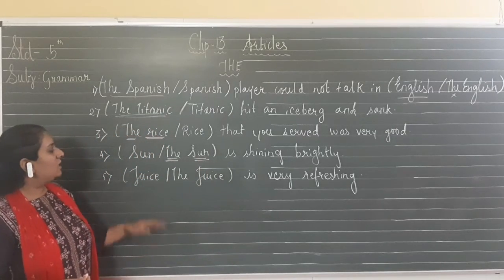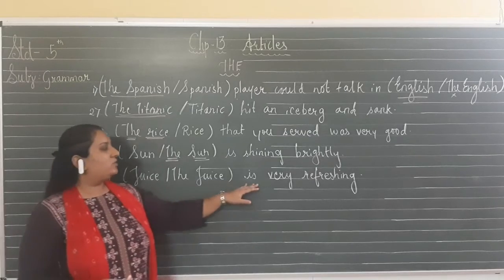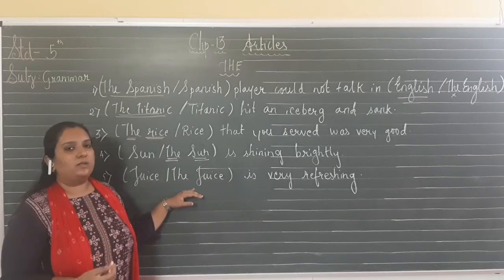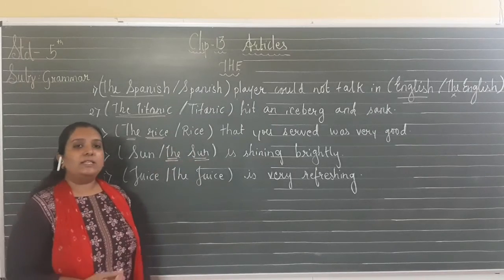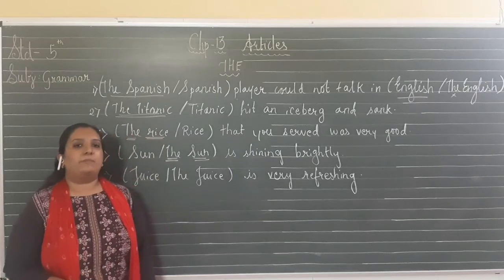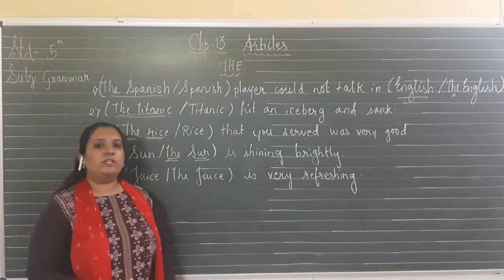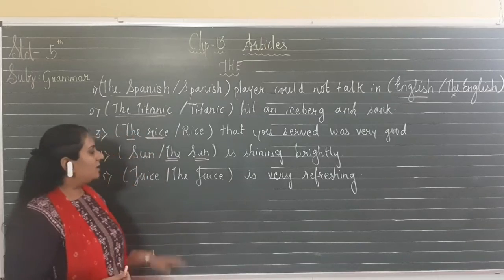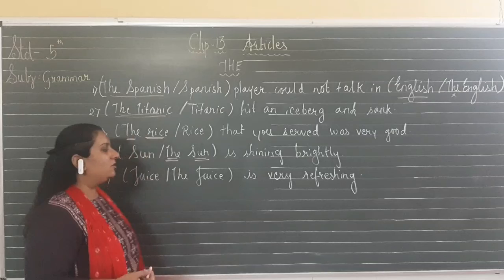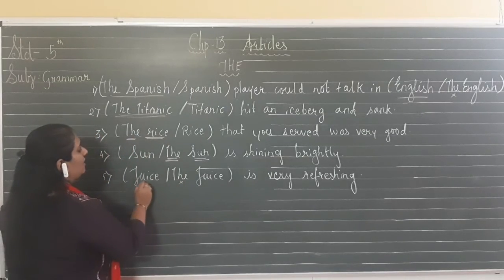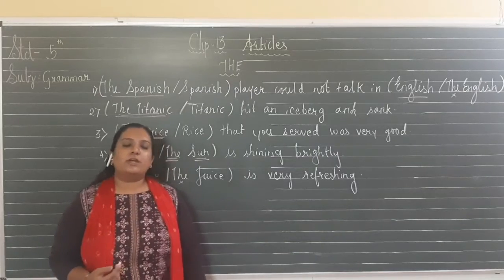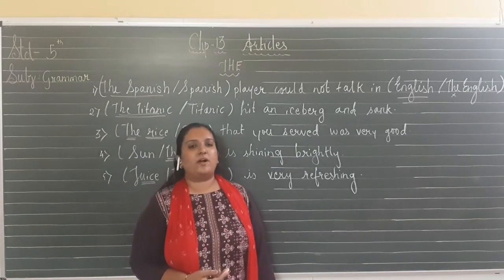Look at the last one. Juice. The juice is very refreshing. Now here juice is also an uncountable noun like rice. Do we insert article the before uncountable nouns? Yes, if it is made particular, and no if we talk about it generally. So here I think there is nothing particular made in the sentence. So here we do not use article the. So the correct answer is juice. Juice is very refreshing. So I hope students you have understood this exercise with article the.